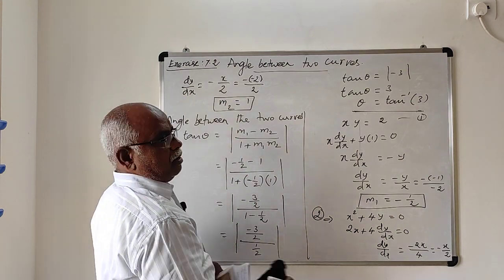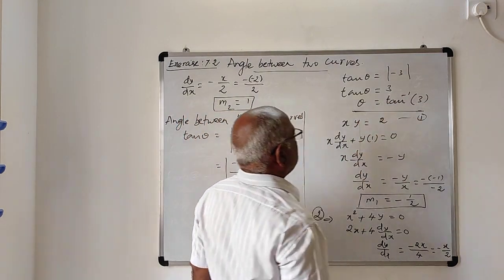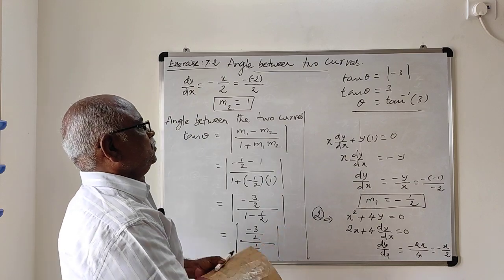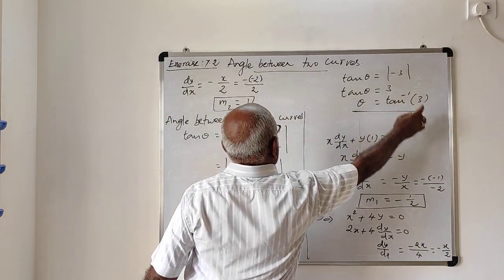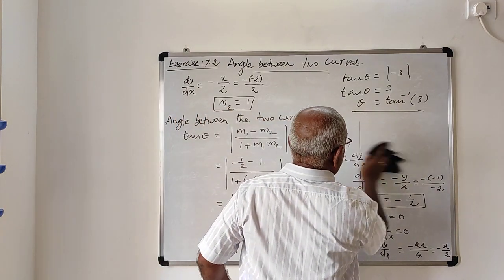That is the answer for the problem. So theta equal to tan inverse 3 is the angle between the two curves. That's all about the problem. Angle between the two curves is tan inverse 3. Next, one more problem I am going to solve, that is given in your textbook.